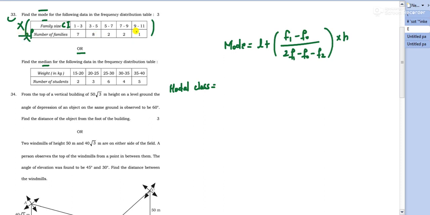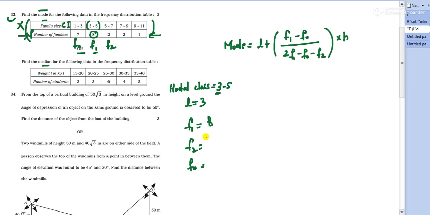Looking at this frequency table, the value which is higher in all this is 8. So this corresponding class is your modal class. Understood? And L is the lower limit of that modal class, and f1 is this frequency. f2 will be the next one. What is the number before f1? It is 0, so this is your f0. So f1, f2 and f0 you have got. Write it. f1 is 8, f0 is 7, and f2 is 2.